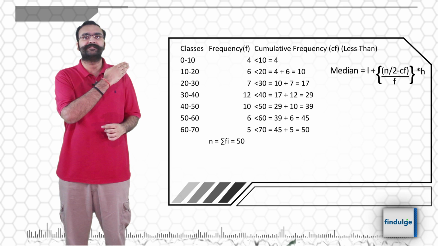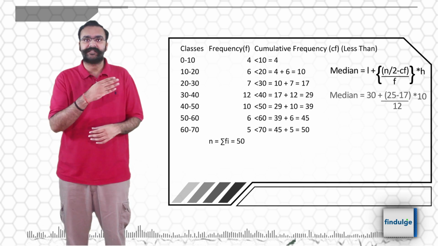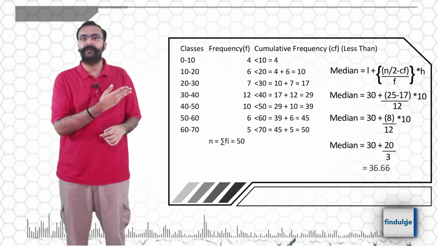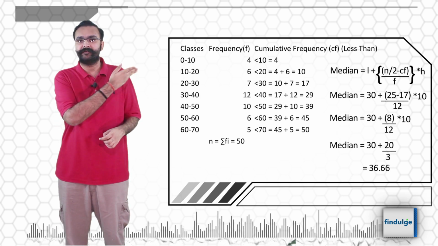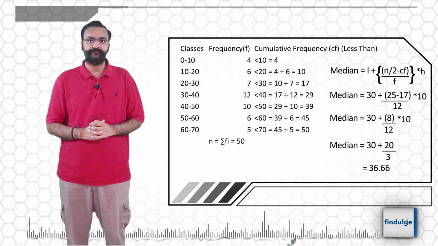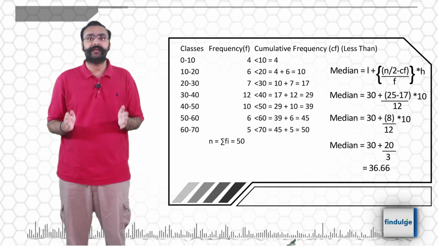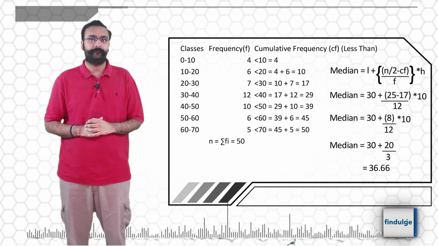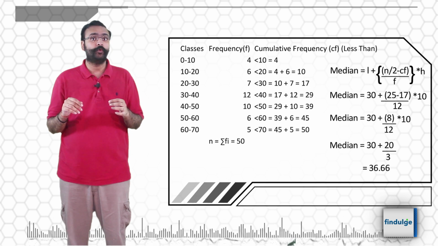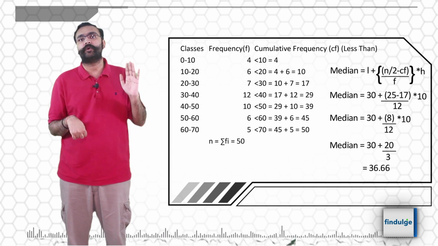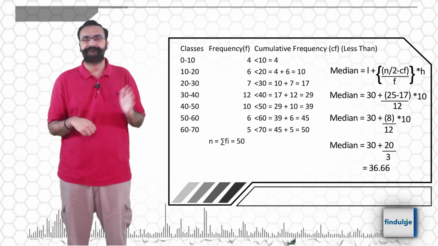For example, I have this really big table. It seems like it will be complex. The second I make my CF column and find my median class, put it into the formula, get your answer. So in this way, you can calculate the median of a continuous frequency table. We will now do what is known as mode, and then finally a concept known as ogive.